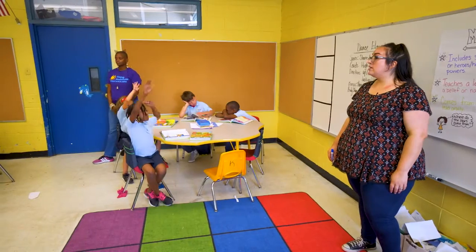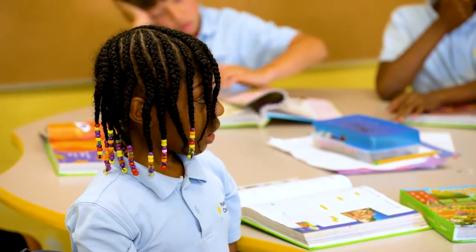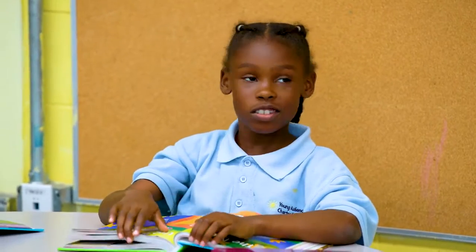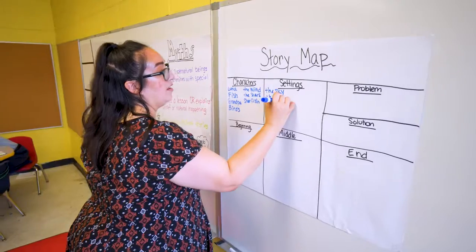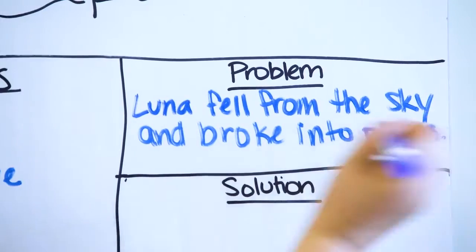Absolutely. Who can give me a character from the story? Gianna. Luna. Luna, good job. I think traditionally story maps are really where students focus on discovering the beginning, middle, and end of a story. I like to include a section for characters, a section for setting, a section for problem and solution. Just trying to get them to mentally break down stories so it's easier for them to recall.